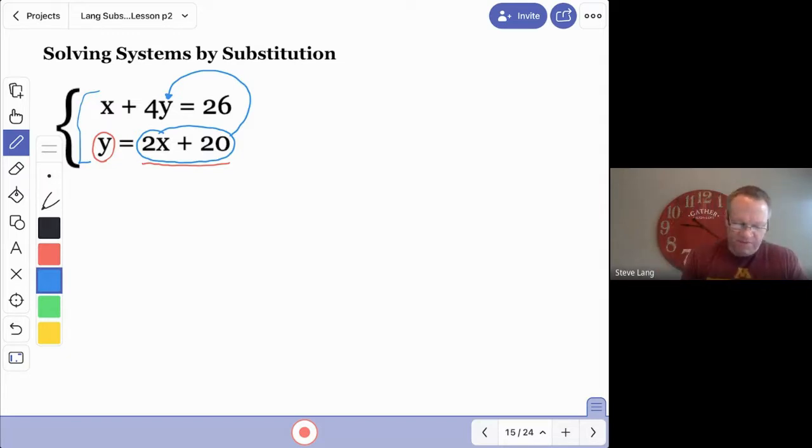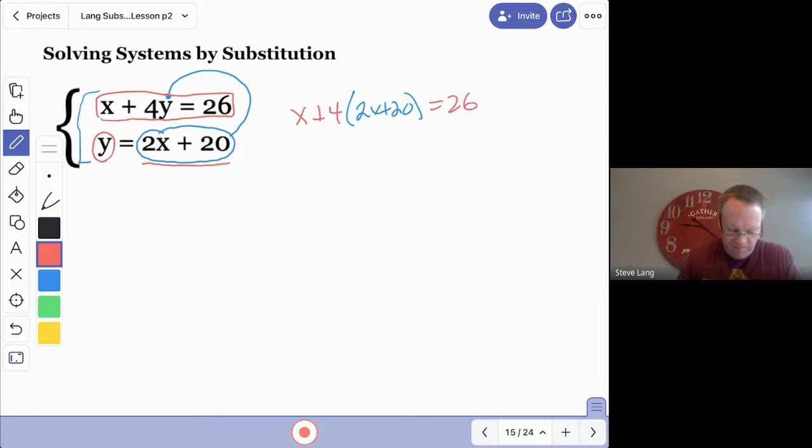So here's what you do after that. I'm going to rewrite this top equation, but instead of y next to the 4, I'm going to write the 2x plus 20. Okay, I'll give you a second to do that.